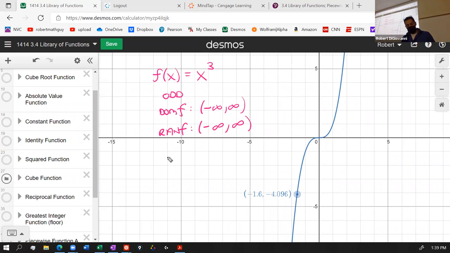All right, where is this function increasing? 0 to infinity, it's going up. And over here too, right? So isn't it the whole time? Now we talked a little bit about this last class. What about right at 0? It seems like you flatten out, right?